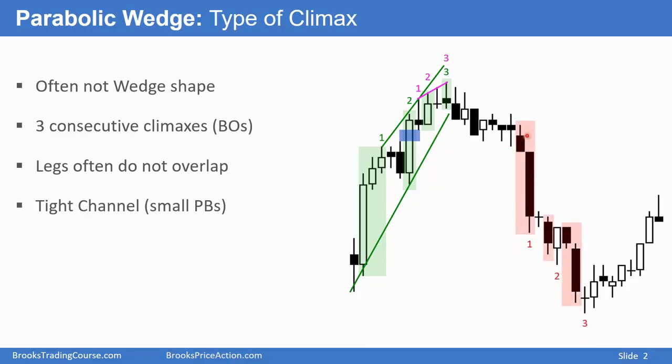On the way down, the same thing. A first push down, a pause, a second push down, a pause, and then a third push down, so 3 pushes down. I would call this a parabolic wedge bottom, and we got a reversal from it.